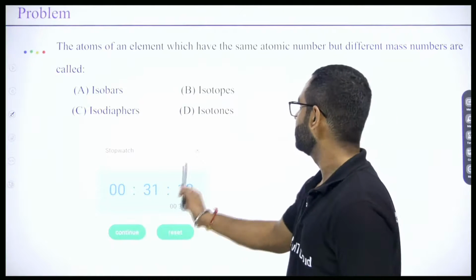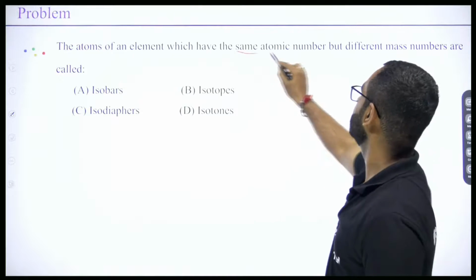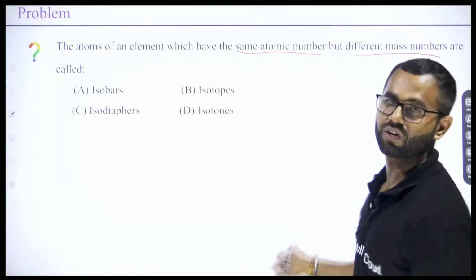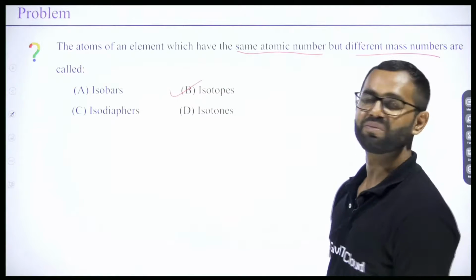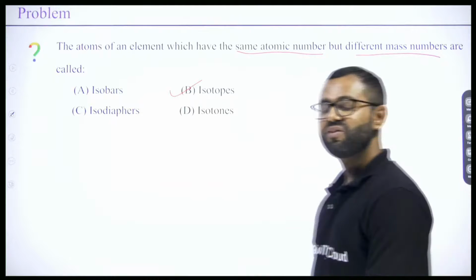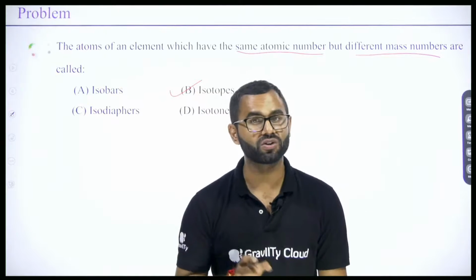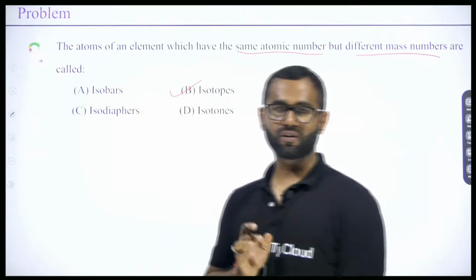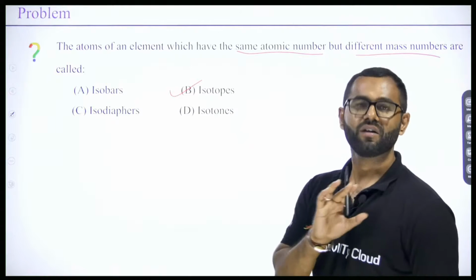Yeah. So the question is: the atoms of elements which have the same atomic number but different mass number are what? They are isotopes only, right? Easy definition. The point is why I'm giving you some simple questions, just to boost your confidence in case you get the right answer in a few questions.